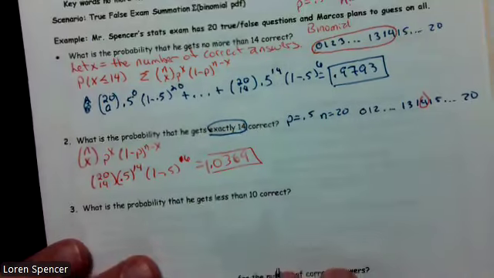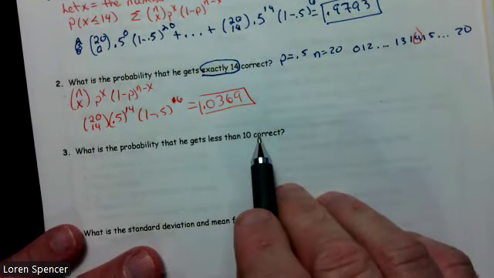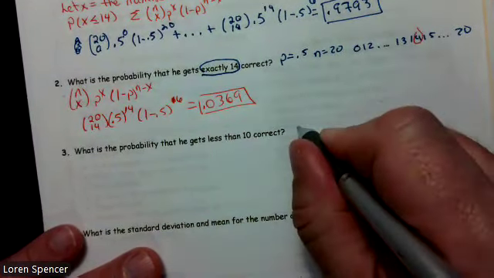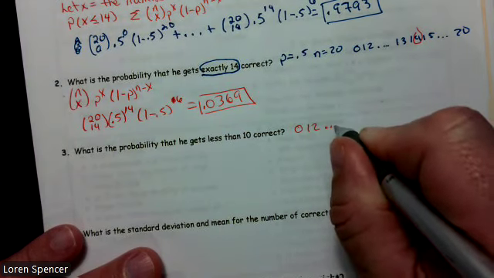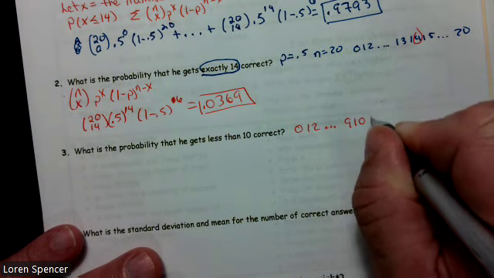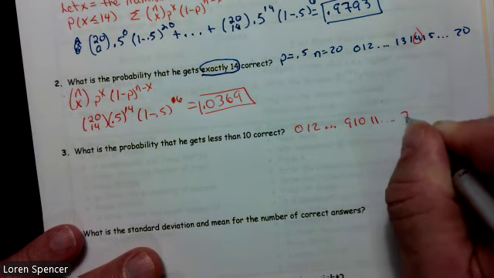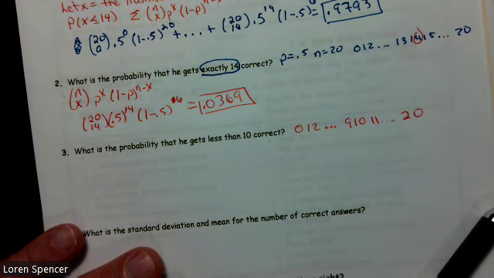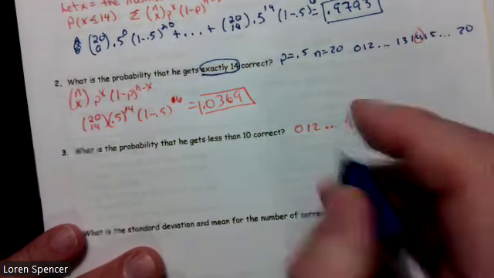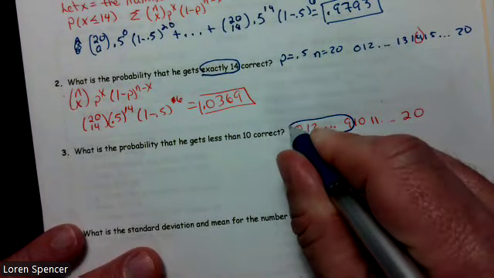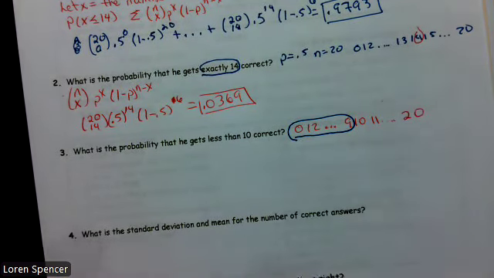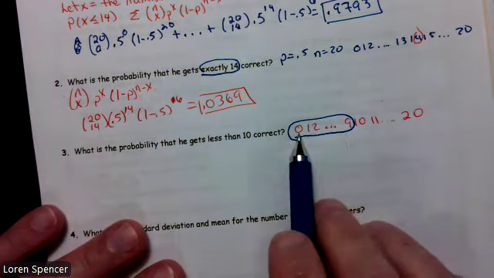And that's our answer. What's the probability he gets less than 10 correct? So 0, 1, 2, dot, dot, dot, 9, 10, 11, dot, dot, dot, all the way to 20. Be careful. Less than 10. All right, so that means 0 through 9.